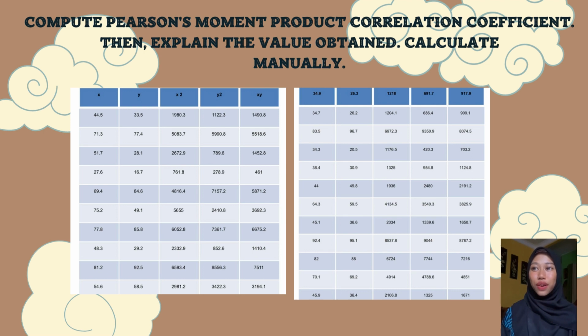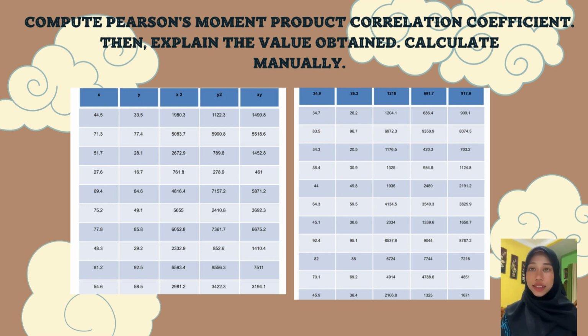R is Pearson's correlation coefficient, equal to n, the number of observations, multiplied by the sum of xy, minus the sum of x multiplied by the sum of y, divided by the square root of n multiplied by the sum of x squared minus the sum of x, close the bracket squared, and n multiplied by the sum of y squared minus the sum of y, close the bracket squared.